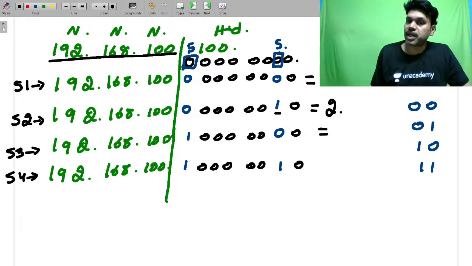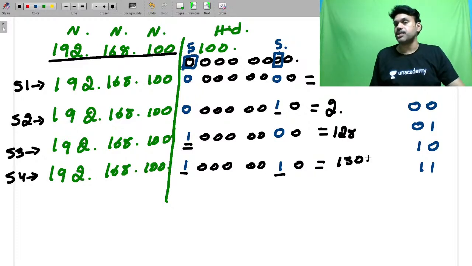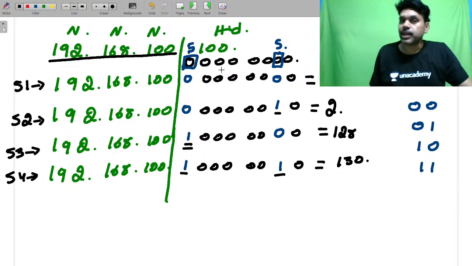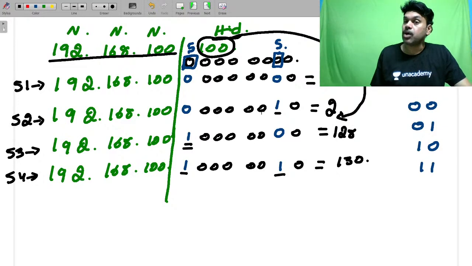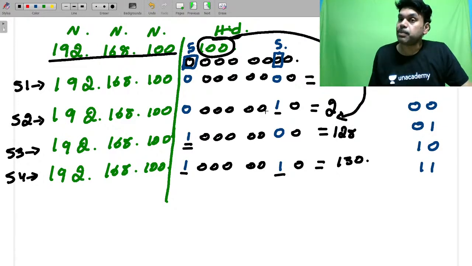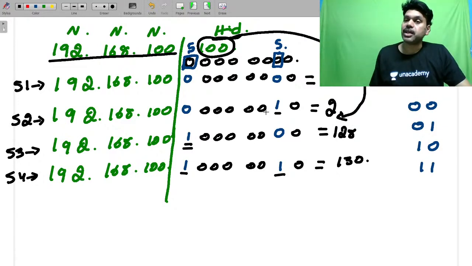And for the next subnet, which position is on? 128 is on. So 128 you drop. Next, 128 plus 2, it is 130. That's it. You got your answer. Now tell me, this 100th host belongs to this particular network because it is one of the IPs in between 2 and 128.